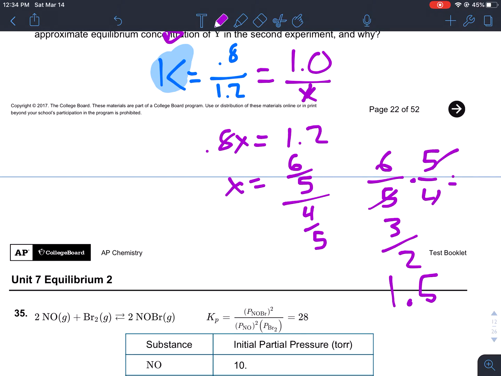Look at your answers, A, B, C, D. B is your correct answer. Y is equal to 1.5 because the ratio of Z and Y should remain constant when the reaction is done at the same temperature.